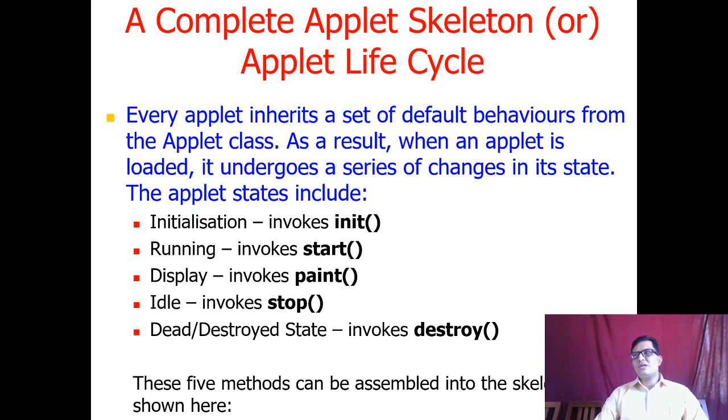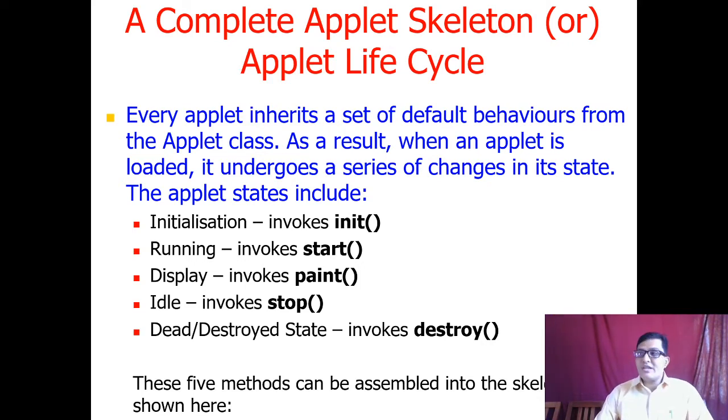And next is the running state. If you want to start an applet, you call the start method. And if you want to display the content of an applet, you are already familiar, you use the paint method. And to stop an applet temporarily, observe, it is not a permanent stop. Whenever you get a call while playing a game, you pause your game and attend your call, right? In the same sense, if you want to suspend a running applet temporarily, you use the stop method.